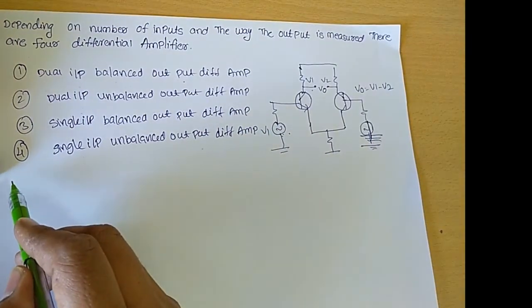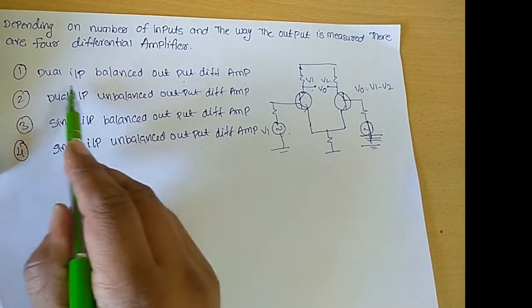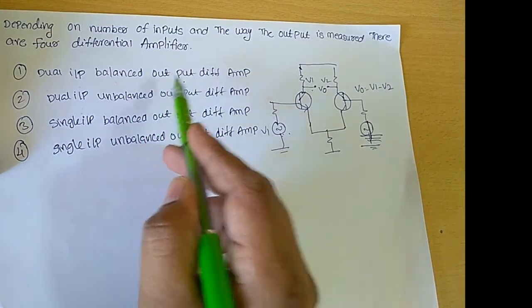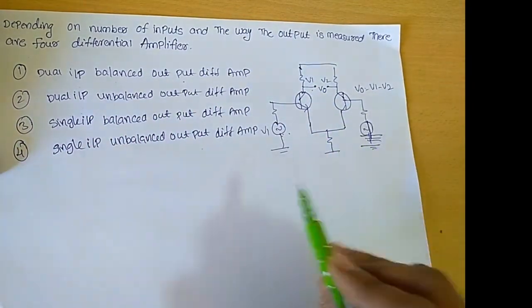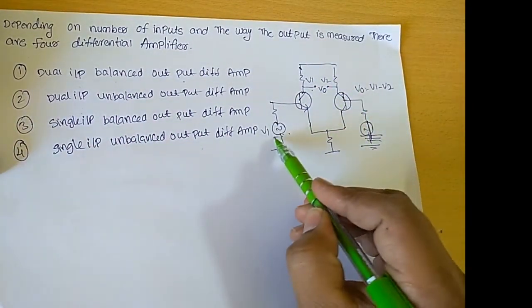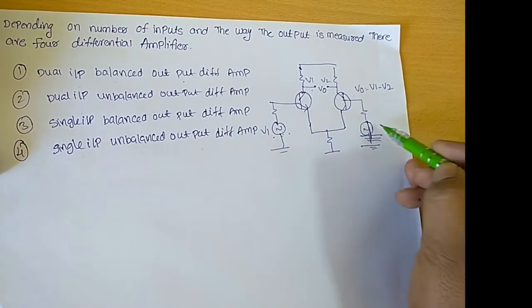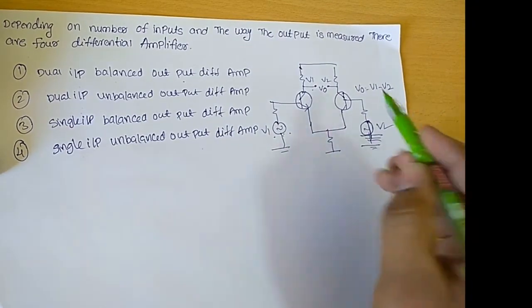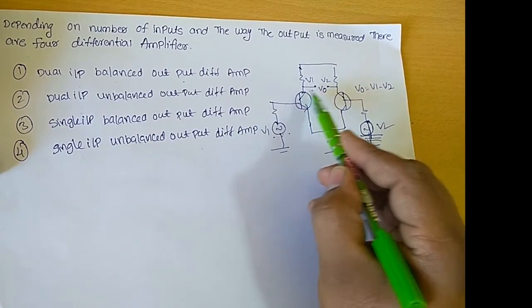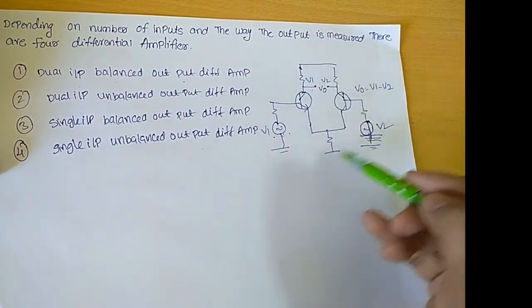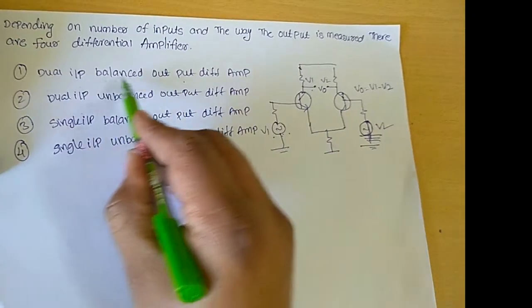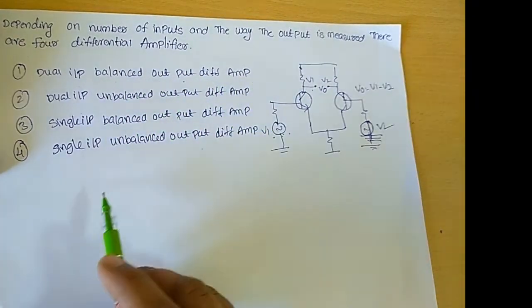Now first of all we need to draw the circuit diagram of the dual input balanced output differential amplifier. For example, in this circuit here we apply both the input voltages V1 and V2, and we collect the output at these two collector terminals. Therefore, this circuit is called dual input balanced output differential amplifier.